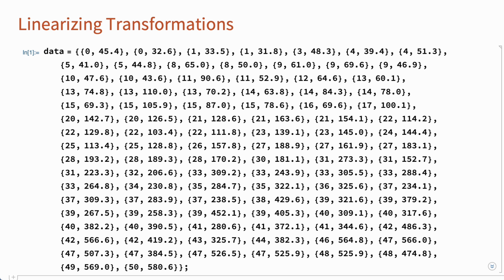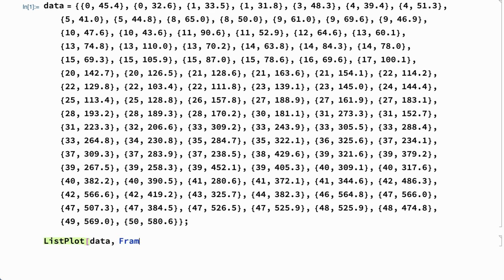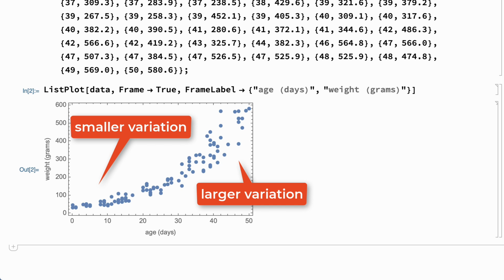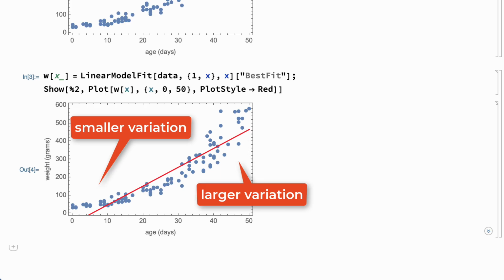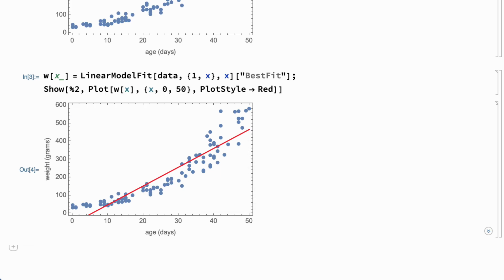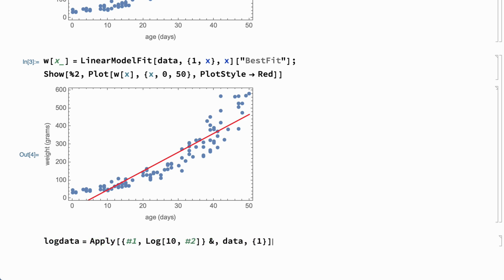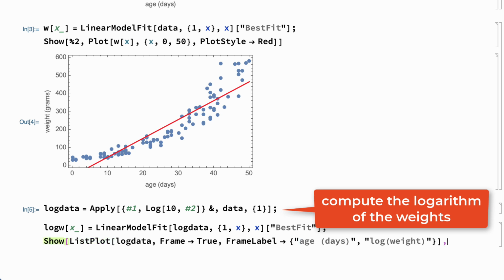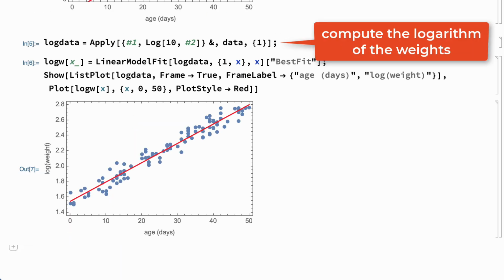For example, here is some data giving the weights of chickens as a function of age, and here's a plot of that data. The growth rate of chickens is not linear, and variation around the line is not the same across the data. Although it is possible to fit a straight line to this data, the fit is not very good. It is possible, however, to transform this data into data that is roughly linear by taking the logarithm of the weight and fitting a line to the transformed data. And here's a plot of that data and the best fit line.